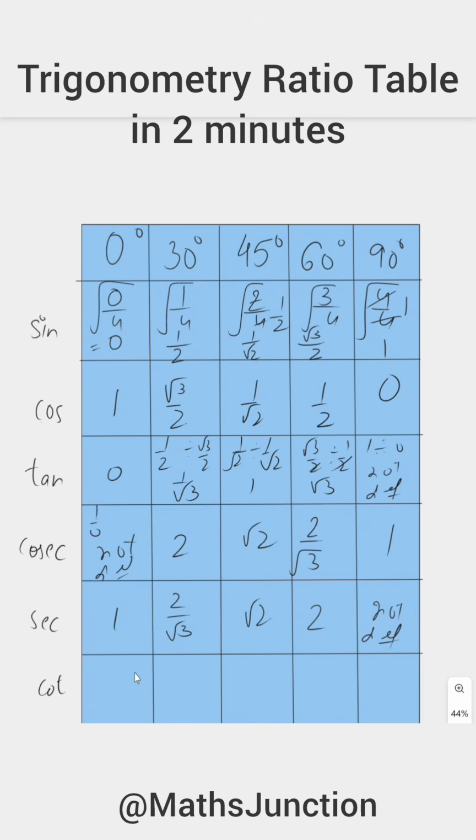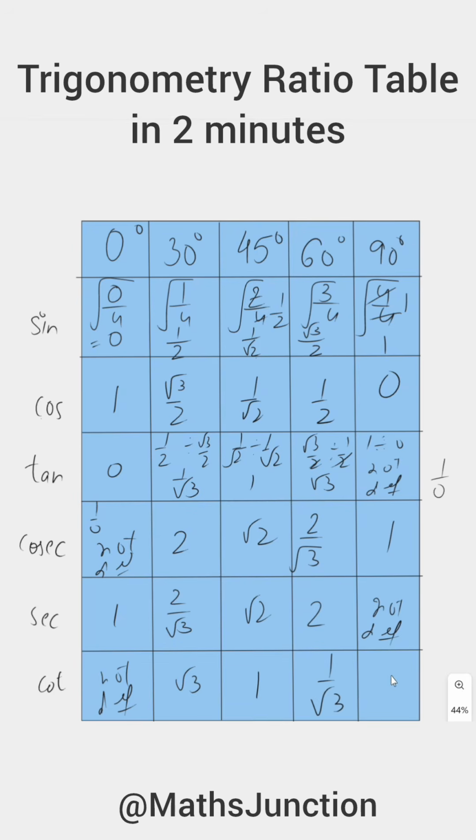Cot is 1 upon tan, that means 0 upon 1 becomes not defined. 1 by root 3 becomes root 3, 1 becomes 1, root 3 becomes 1 upon root 3 and not defined, and that means 1 upon 0. So reverse will be 0 upon 1, that is 0. So this was the table.